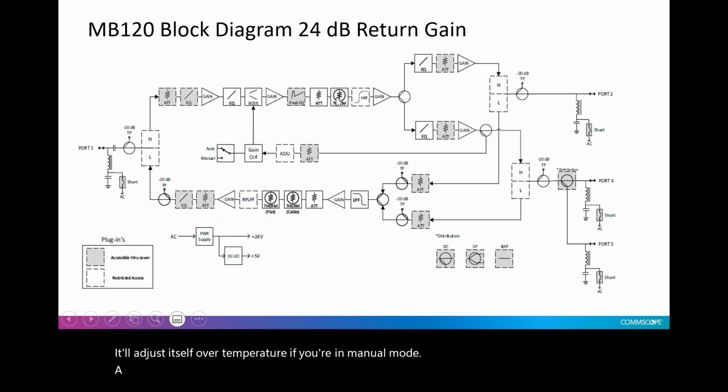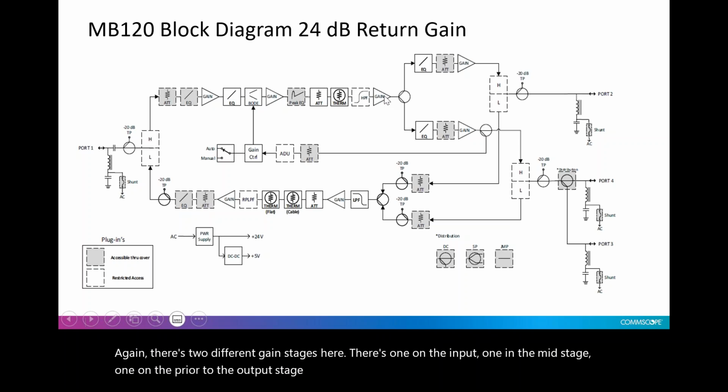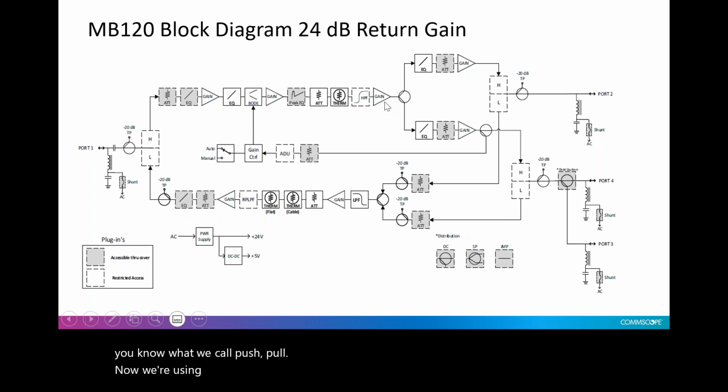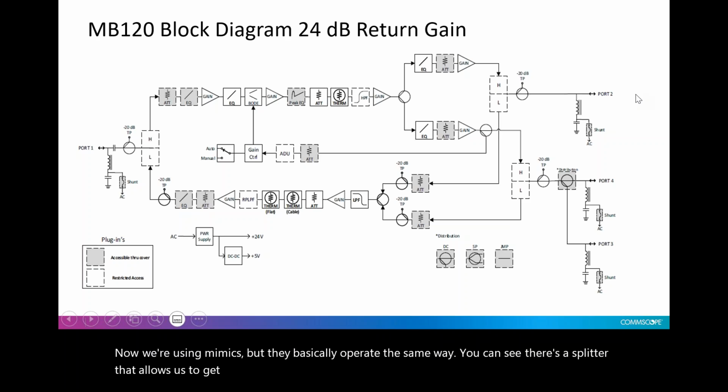There are 2 different gain stages here. There's one on the input, one in the mid stage, one prior to the output stage. These are primarily open-ended amplifiers, and they're what we call push-pull. Now, we're using mimics, but they basically operate the same way. You can see there's a splitter that allows us to get one output port on port 2 on this amplifier. Other companies do something very similar.